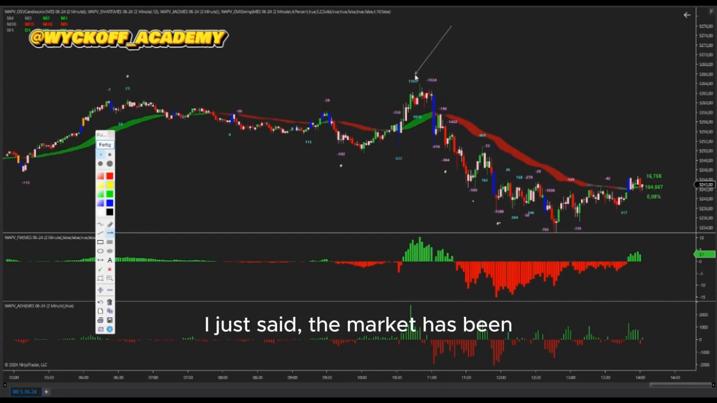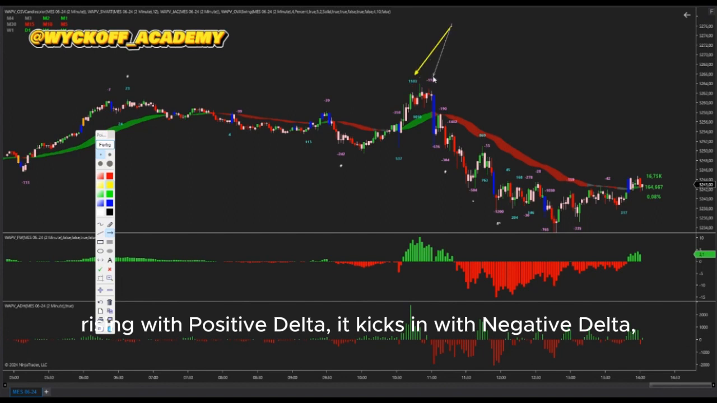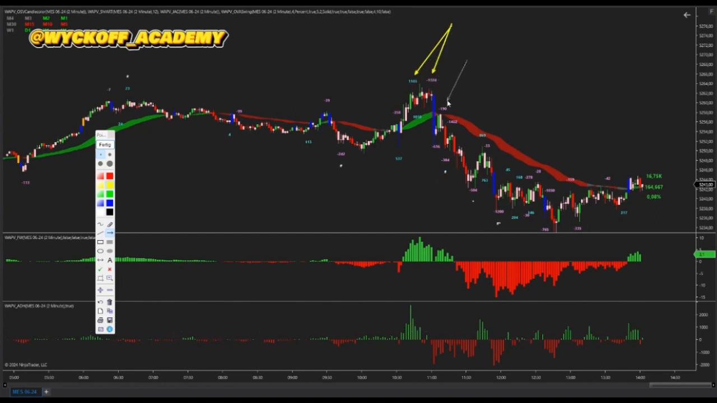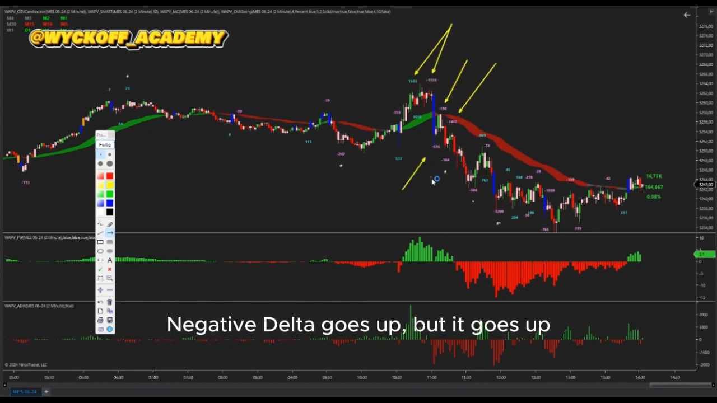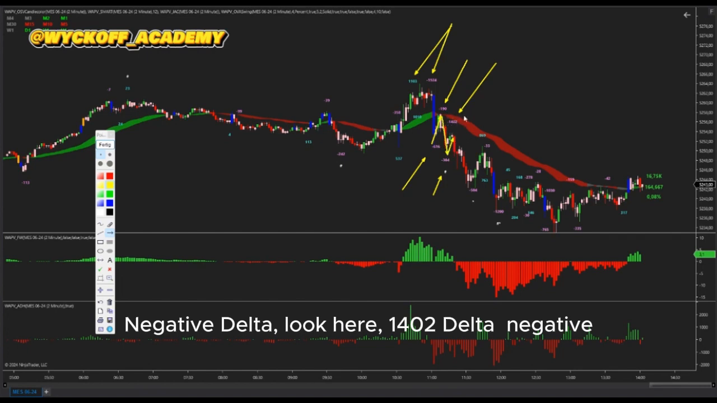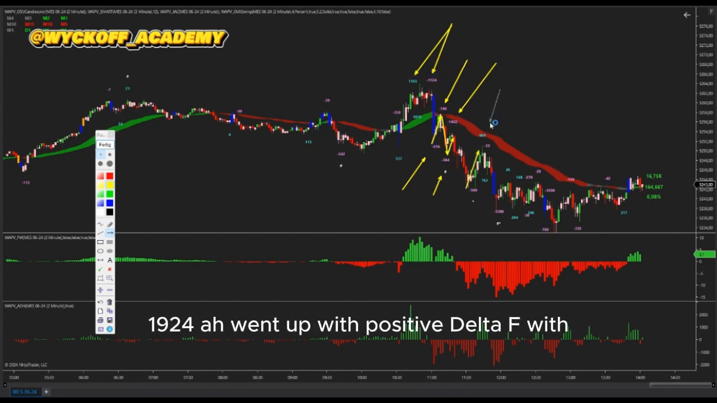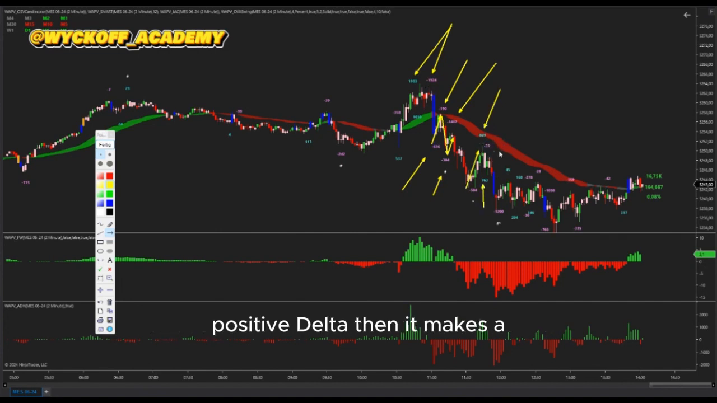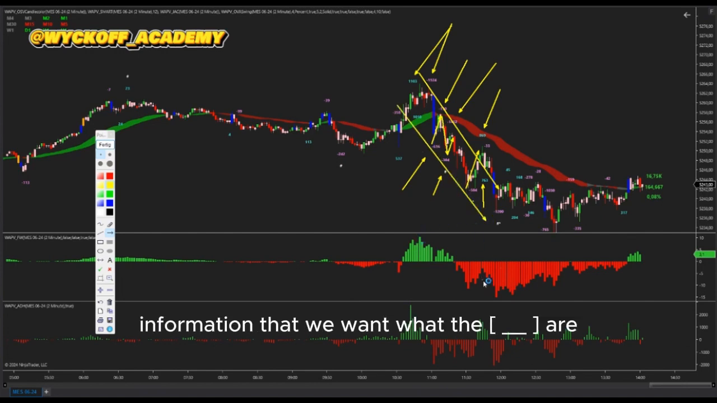I just said the market has been rising with positive delta. It kicks in with negative delta. It goes up with negative delta, it goes down with negative delta. Look here, 1402 delta negative, 1924 all went up with positive delta, then it makes a negative delta again, and here then the market shows us the information that we want.